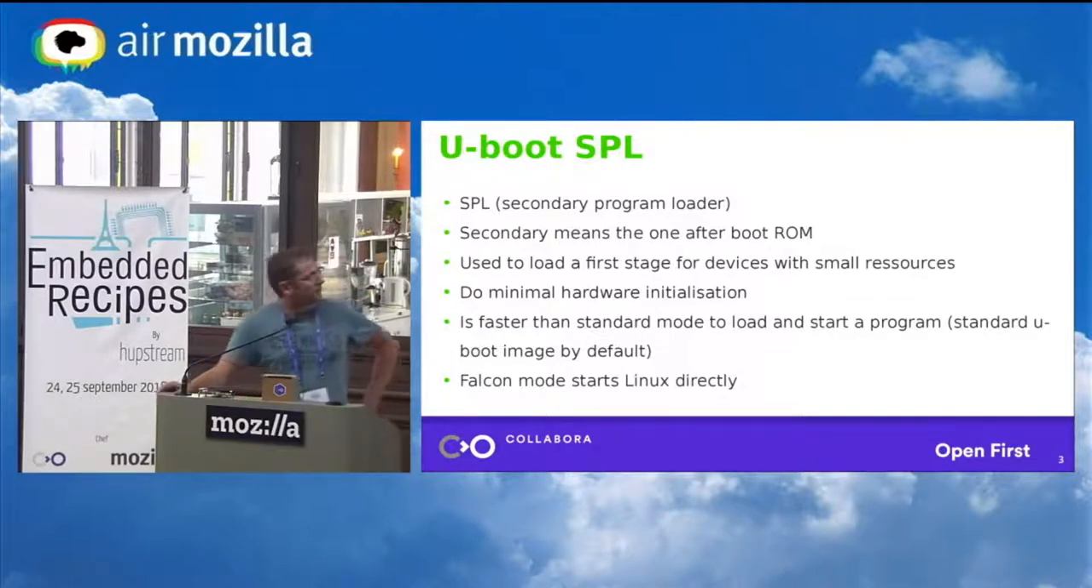I like this mode because it allows doing a minimal initialization of the device first, before U-Boot. It was originally designed to fit in SRAM, for tiny devices that can't handle a big U-Boot, or maybe where the storage holding U-Boot is not mapped directly and you need to do some work. SPL was created as a first stage, as we can have on other bootloaders on x86, for example. And it's good because it's faster to load a program than the standard U-Boot mode.